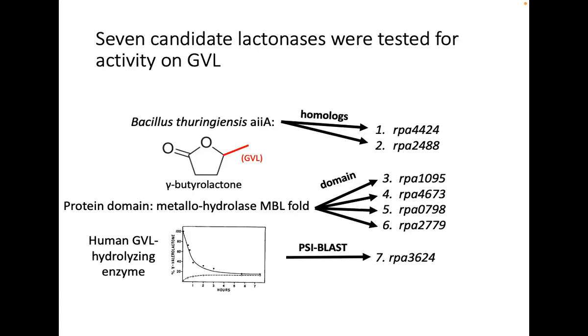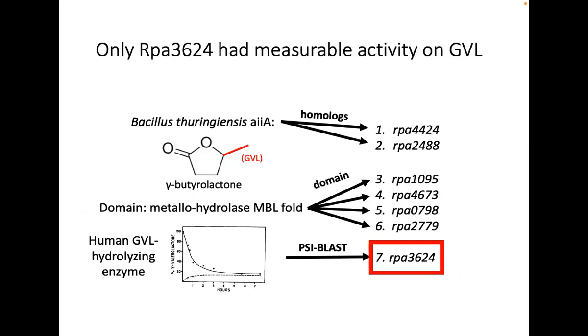In those E. coli extracts, only the E. coli expressing this last protein or this last gene, RPA3624, showed evidence of activity. So that was great. I had identified an enzyme that could hydrolyze GBL. Once we had this, though, I started thinking, why would this enzyme even evolve to have this activity?